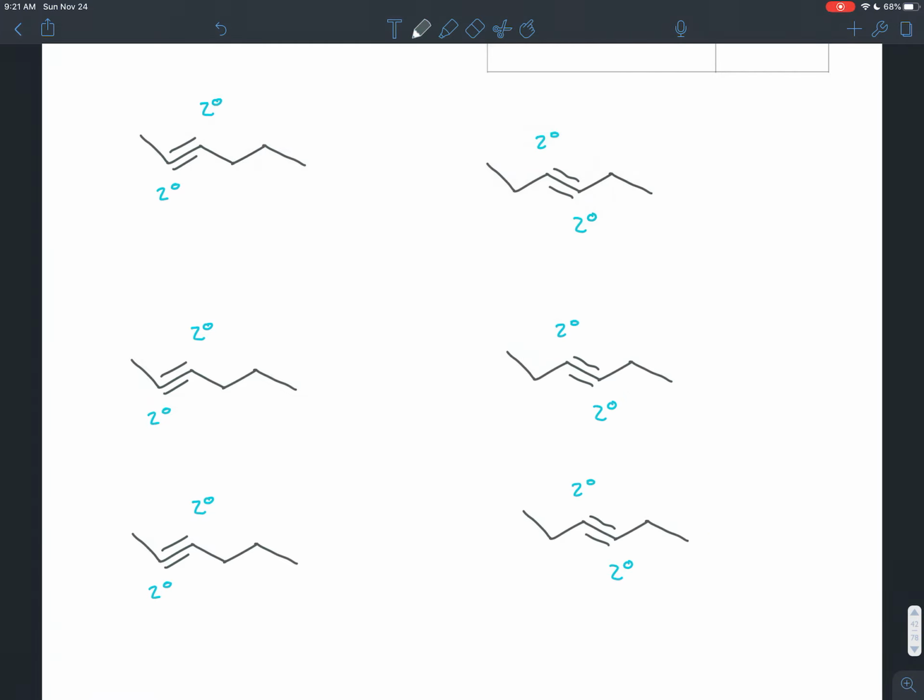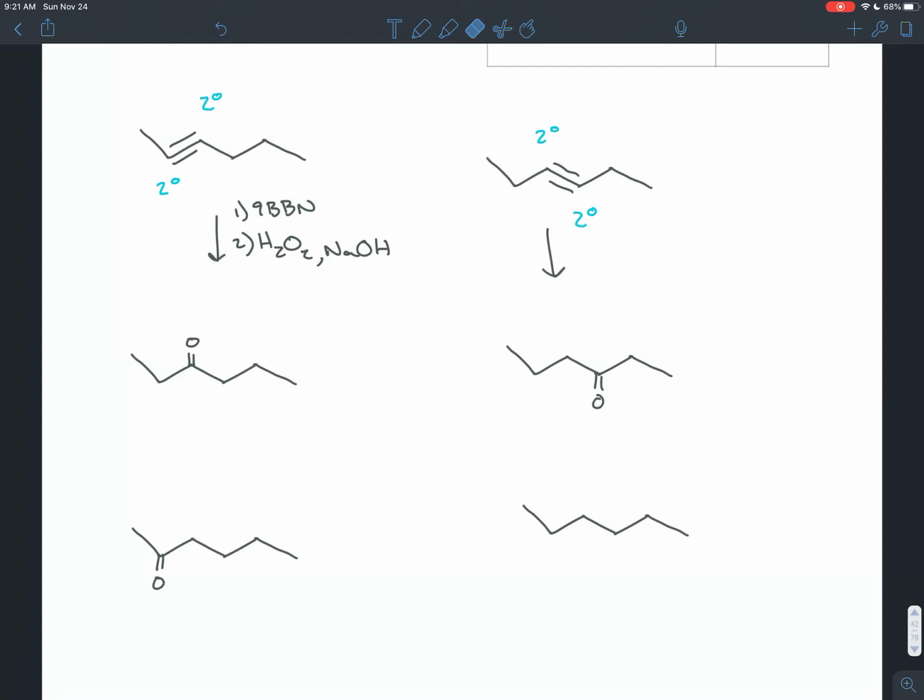Okay. So when we treat these with first 9-BBN and then hydrogen peroxide in sodium hydroxide, that would normally add a double bond to an oxygen on the less substituted carbon of an alkyne. But because these are equally substituted, we could either get the double bond to the oxygen on the right or on the left. And the same thing over here. We could either get it on the right or on the left of the triple bond.